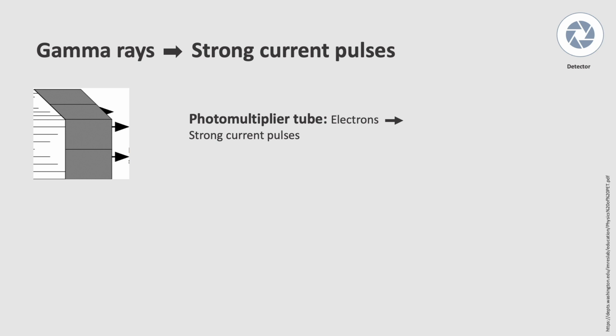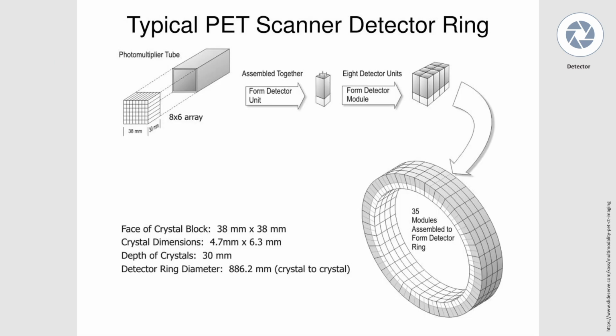These current pulses are sensed by electronics connected to the end of the tube and allow the computers to reconstruct the images. The detector we looked at before is a single unit detector, and 8 of these detectors are combined to form a module.